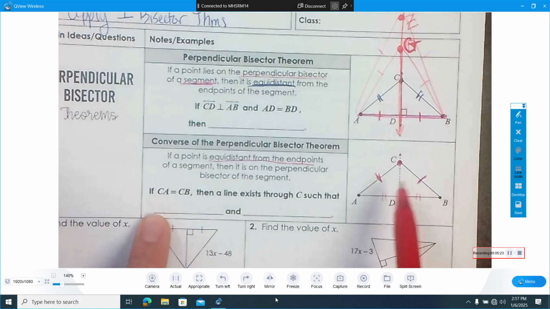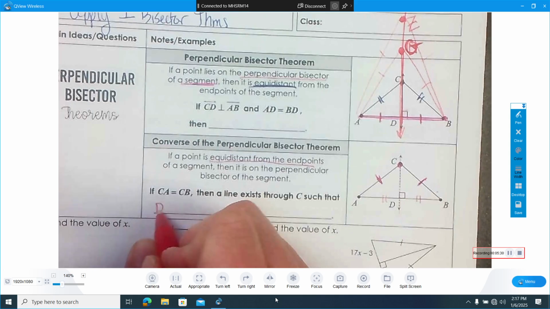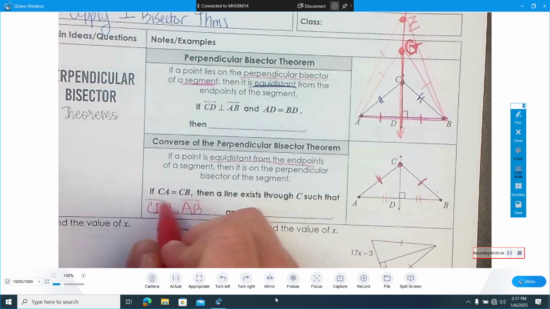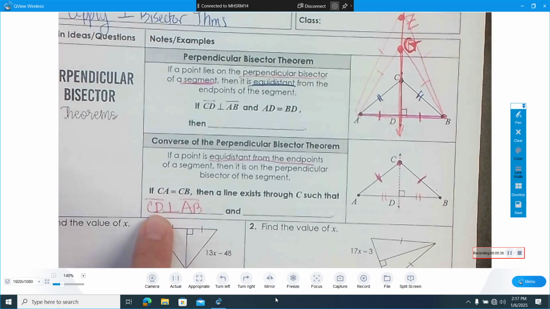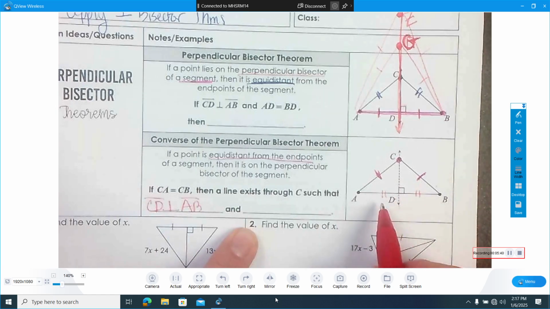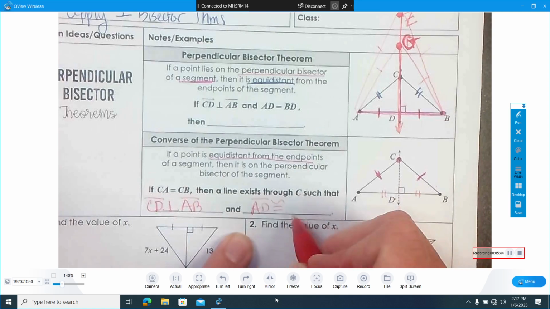So if CA is equal to CB, then CD is perpendicular to segment AB. So CD is perpendicular to AB, and it bisected as well. So AD is congruent to DB.